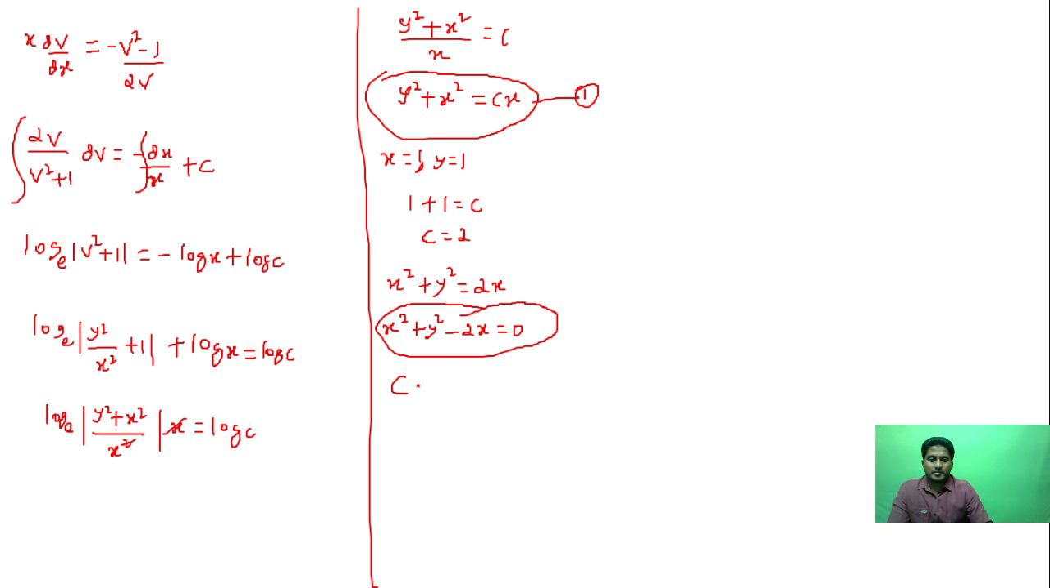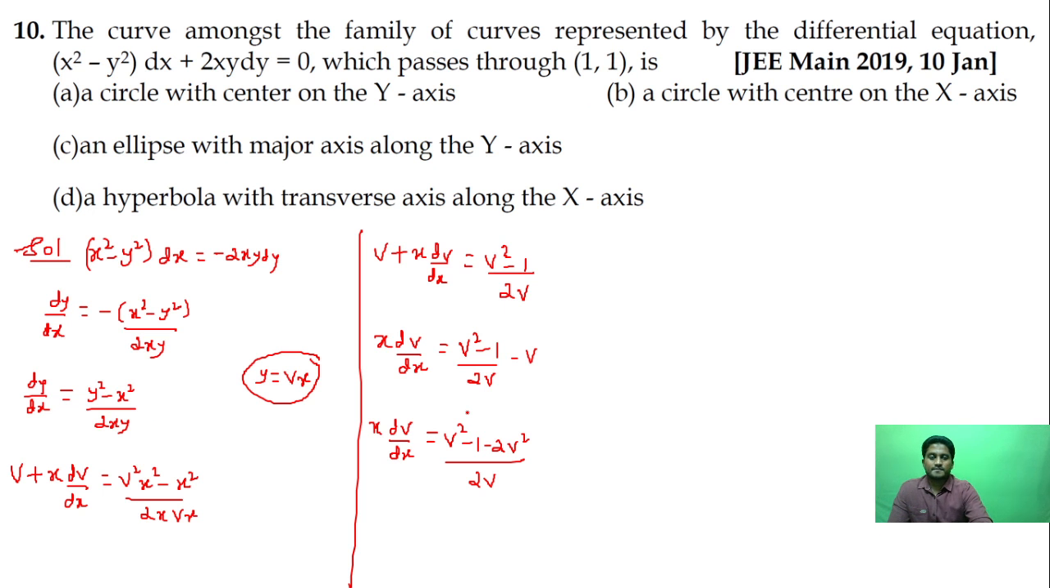Now the center will be equal to divide by 2 and change the sign. This will be equal to 1 comma 0. So it's a circle whose center lies on x-axis.